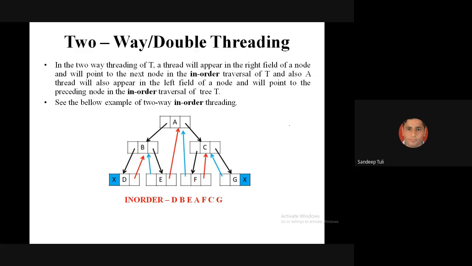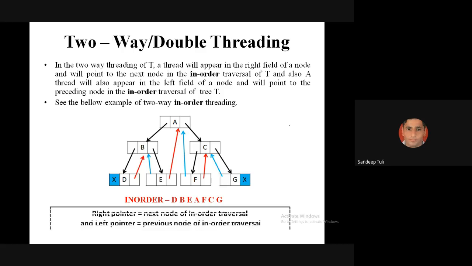This is two-way threading. Look at this diagram: the blue pointers point to predecessors, and the red arrows point to the in-order successor. So in two-way threading of the tree, a thread appears in the right field of the node and points to the next node in the in-order successor, and a thread also appears in the left field of the node and points to the preceding node in the in-order traversal of the tree. So the right pointer is the next node in in-order, and the left pointer is the previous node in in-order traversal.